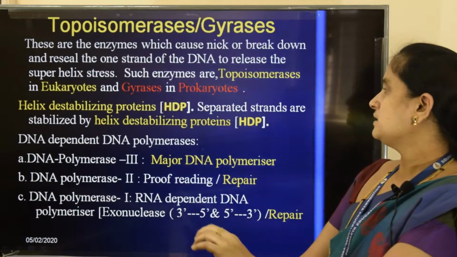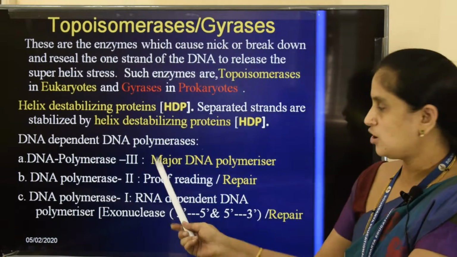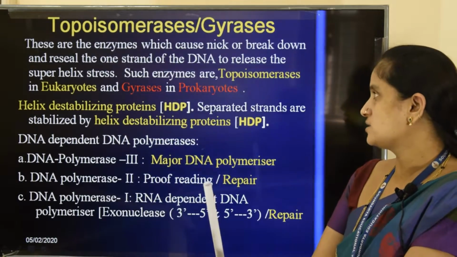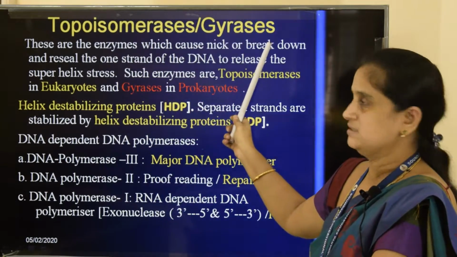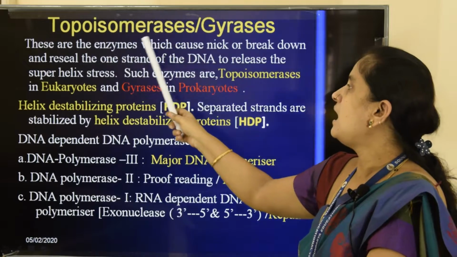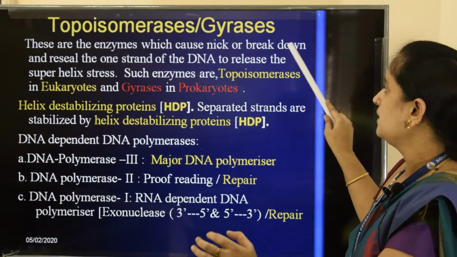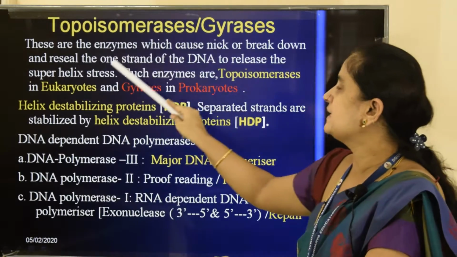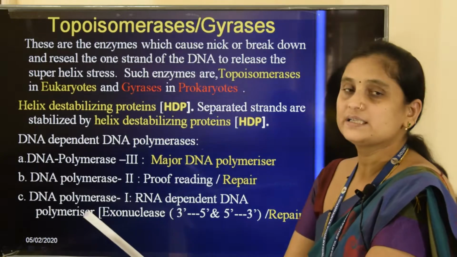Now we shall see another group of enzymes which I have mentioned along with helicases: topoisomerases, or gyrases. Topoisomerases are the enzymes which cause a nick, or a break, and reseal one strand of the DNA to release the stress. Why do they do that?